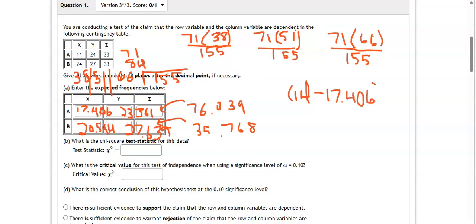We're going to square that and divide by the 17.406, the second one, the one that's in our expected frequencies. Okay, so we're going to do that for every single cell. So we'll now have 24 minus 23.361 squared.